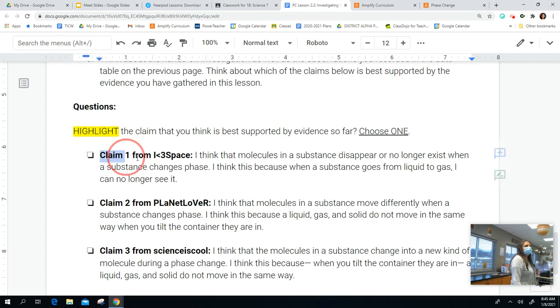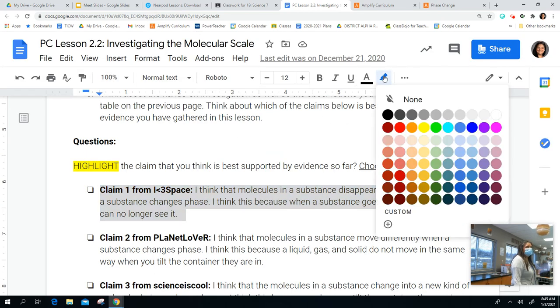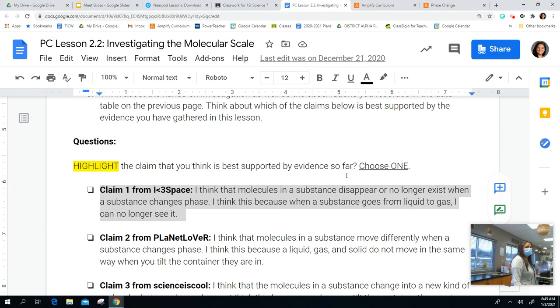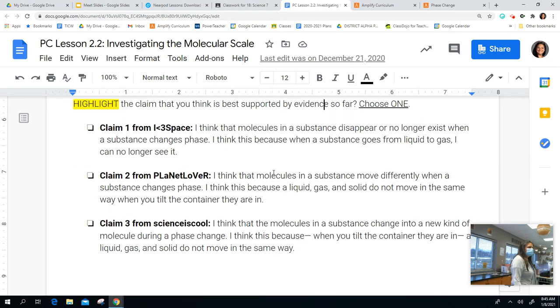So whichever one you think is true, just select it. That one is not necessarily true. And highlight. You're just picking one. The highlight tool is right next to the text color. You can even change the color of the text. I don't care, just so I know which one you believe is true.